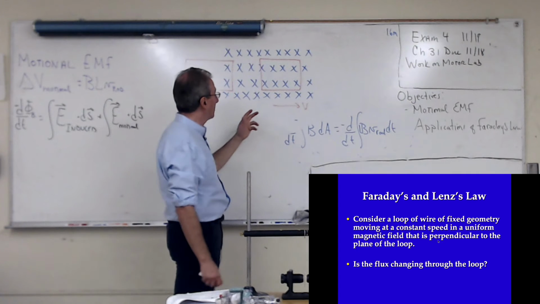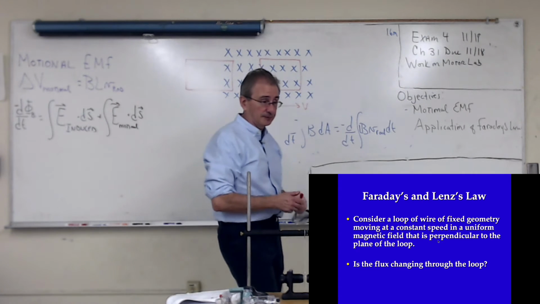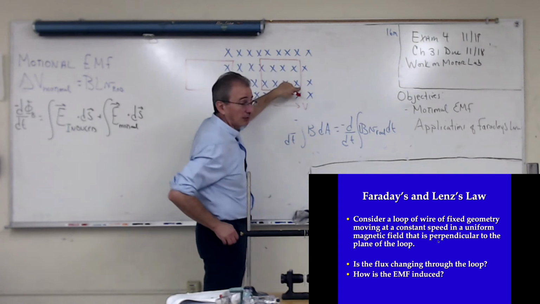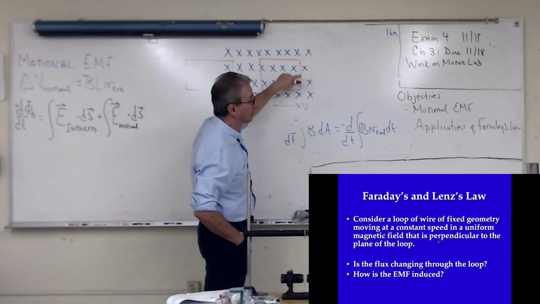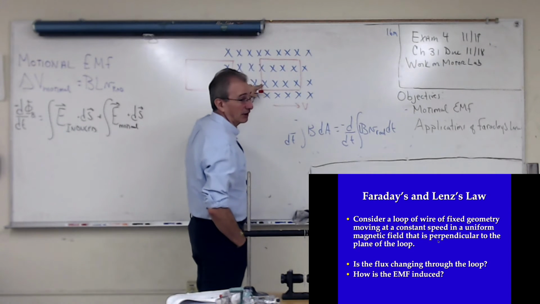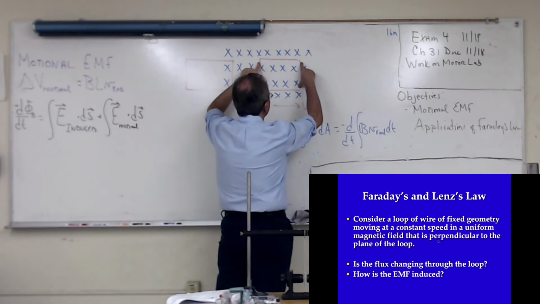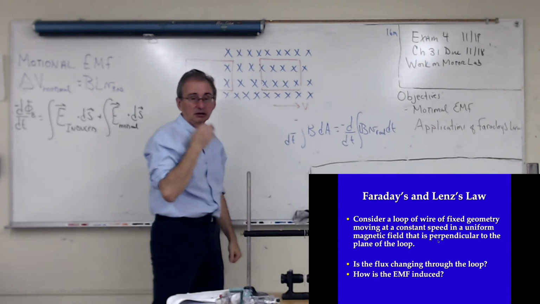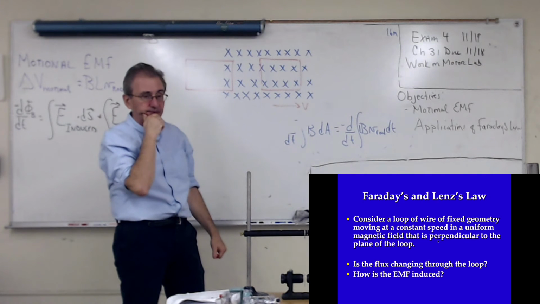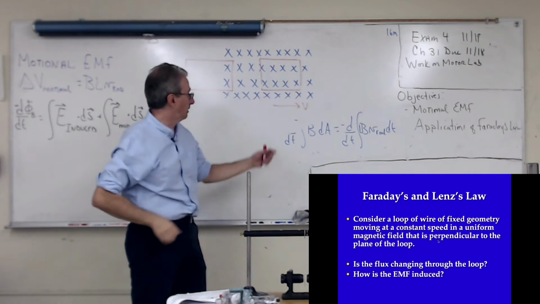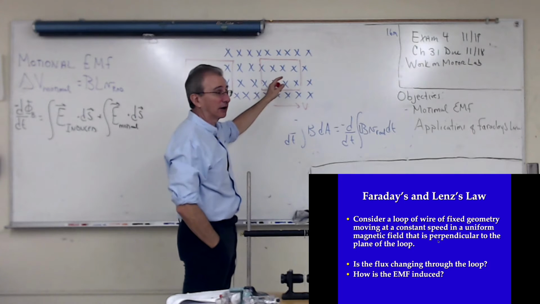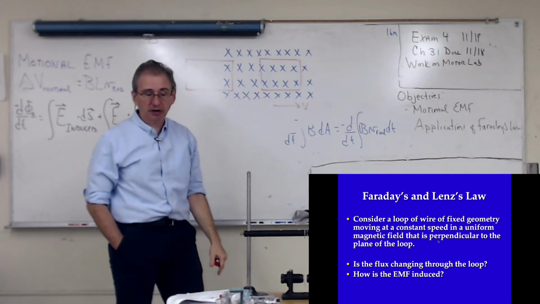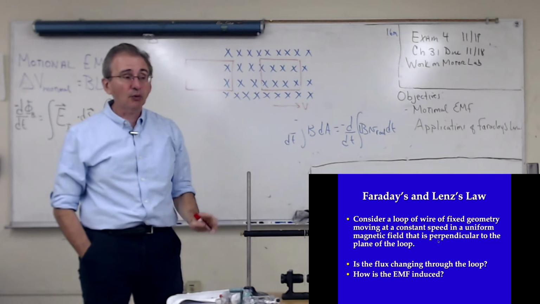But is there an EMF induced? It turns out there's an EMF induced on this rod, on this leg of the rectangle, and on this leg of the rectangle. Since the induced EMFs are the same on this one and this one, there's not going to be any current going through there, even though you have an EMF here and an EMF here. The total is going to be zero anyway. So there won't be any current.